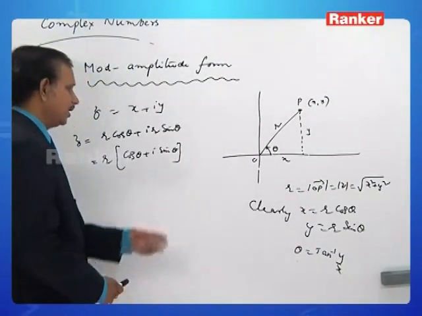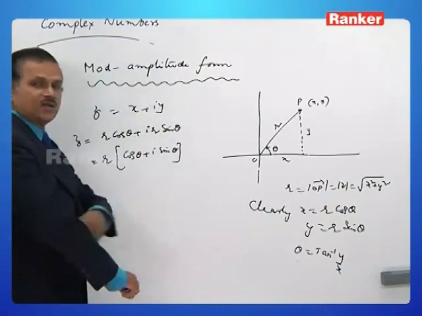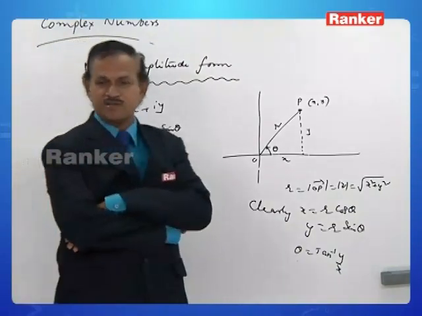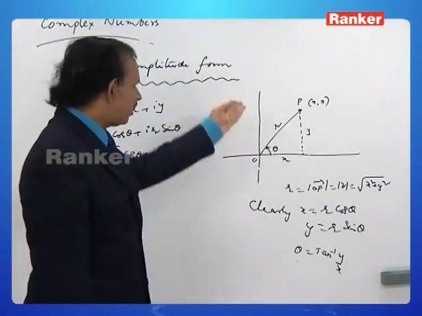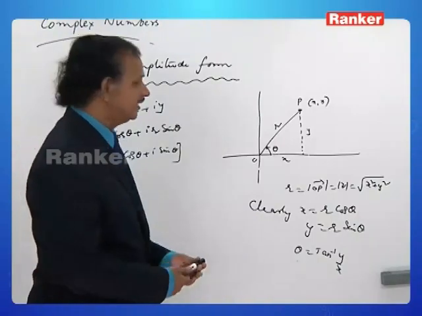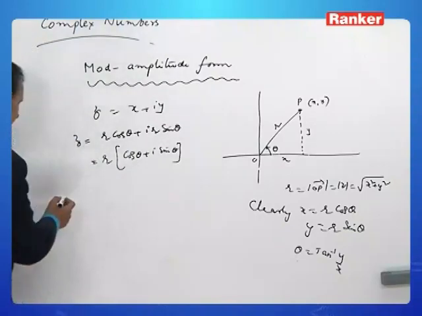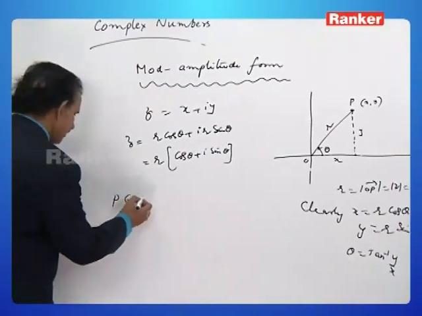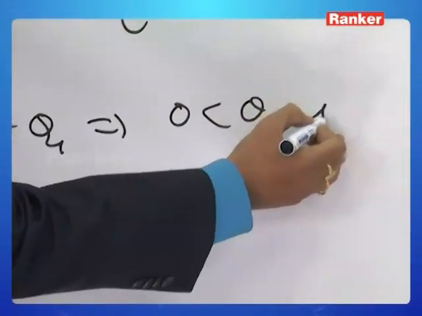Moreover, according to the nature of x and y, whether they are positive or negative, we can notice the quadrant in which the point P lies. If P lies in the first quadrant, theta will be between 0 and pi by 2. If P lies in the first quadrant, 0 less than theta less than pi by 2.